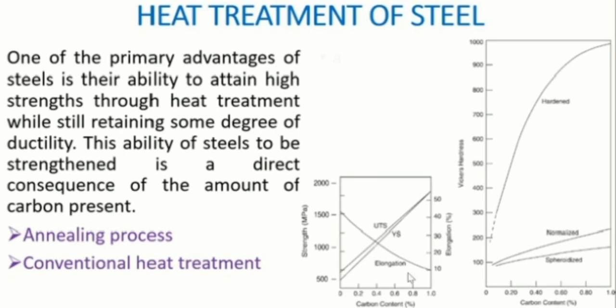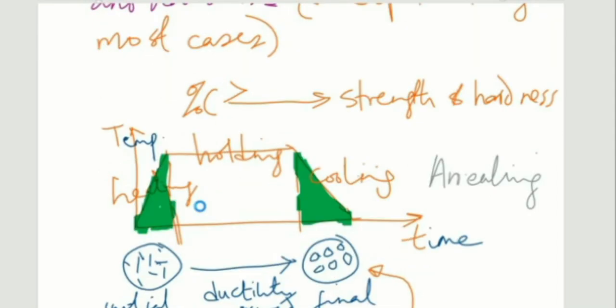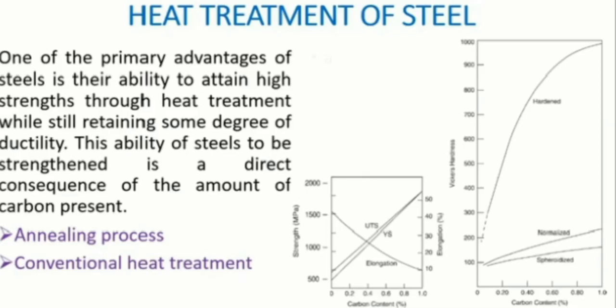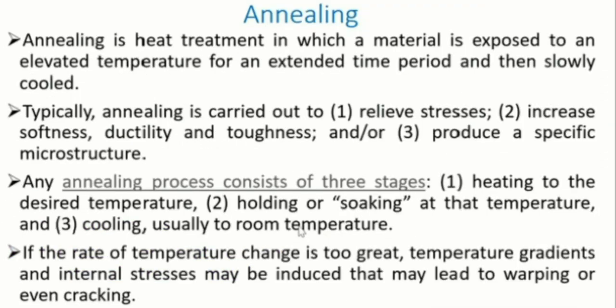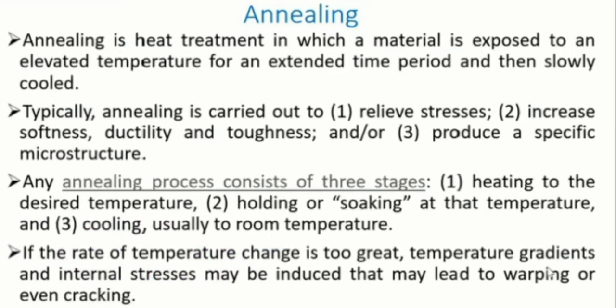So we are going to start with annealing. Here we are saying that as the carbon content increases, strength and hardness increase. This is per carbon content because steel is dependent on the carbon content. And then we shall start with annealing. So let's look at these processes. What is annealing? These are the two major heat treatments, right? Annealing and conventional heat treatment. So let's start with annealing. Annealing involves normalizing, spheroidising, and others.